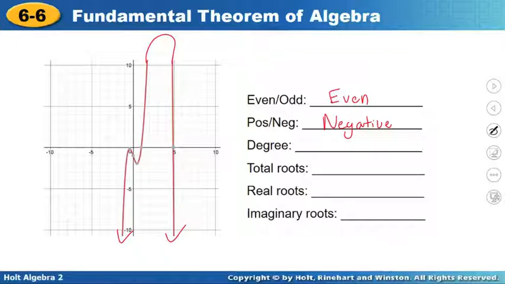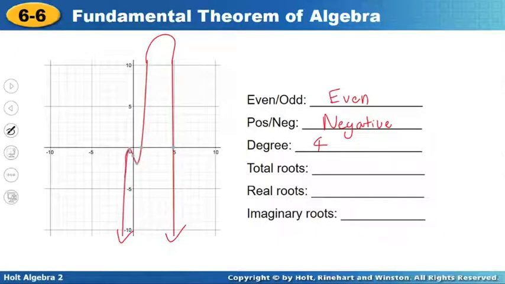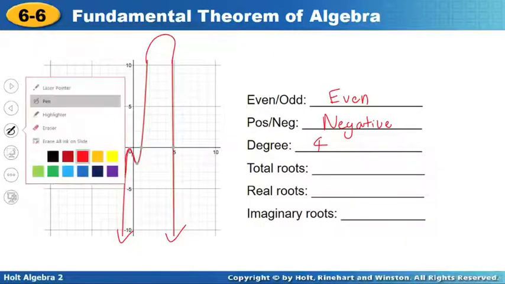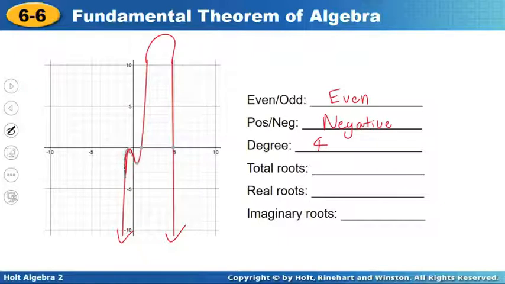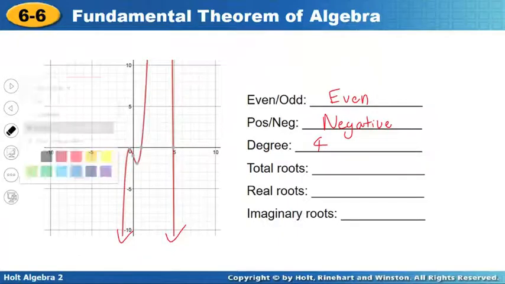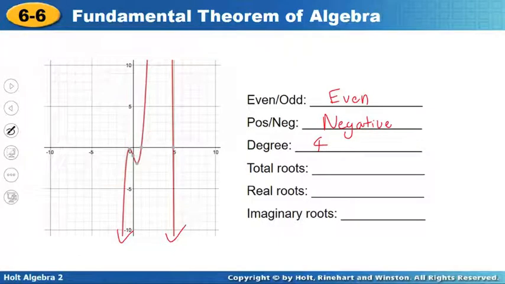The degree, I'm going to go with degree 4 based on the number of curves it has. So it has a curve here, right? That's 1. Let's go back to blue so you can see it a little better. Has a curve here, like a quadratic, another curve like a cubic, but then another one eventually up there to make it that quartic. So it's got that many curves. We're going to go with 4th degree, which means it has 4 roots.